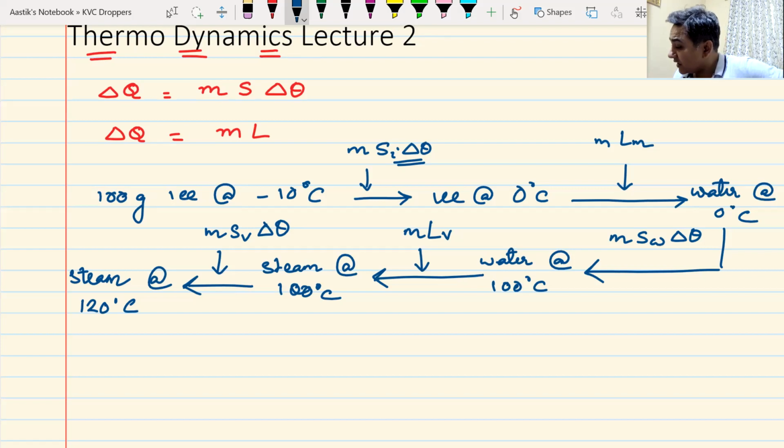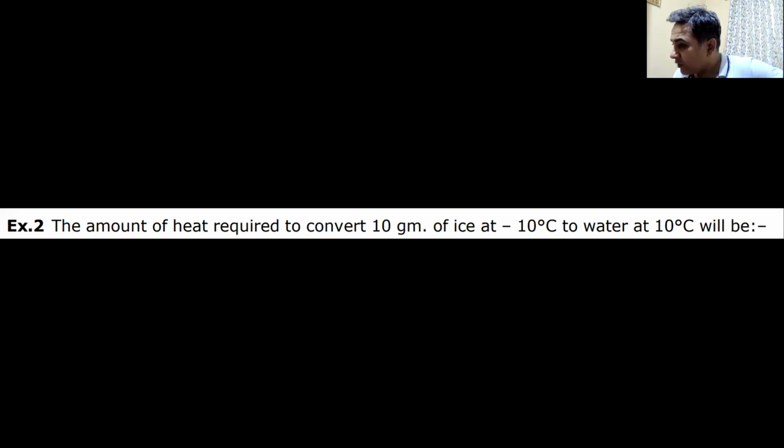One more question I shall give you. And this is the type of question you might expect in the examination hall. And now this is from your thermodynamics sheet. Here it comes. And I hope that you can do this one for me. The amount of heat required to convert 10 grams of ice at minus 10 degrees Celsius to water at 10 degrees Celsius. I'll give you a minute to do this.